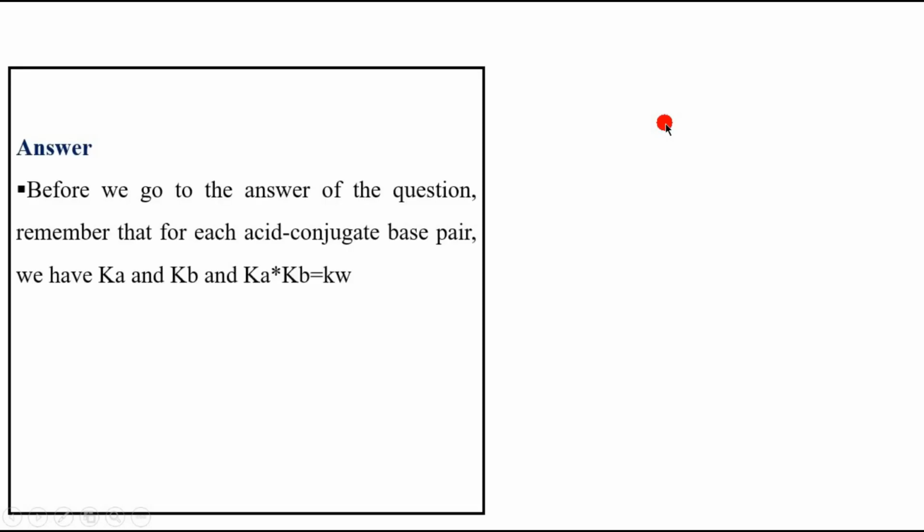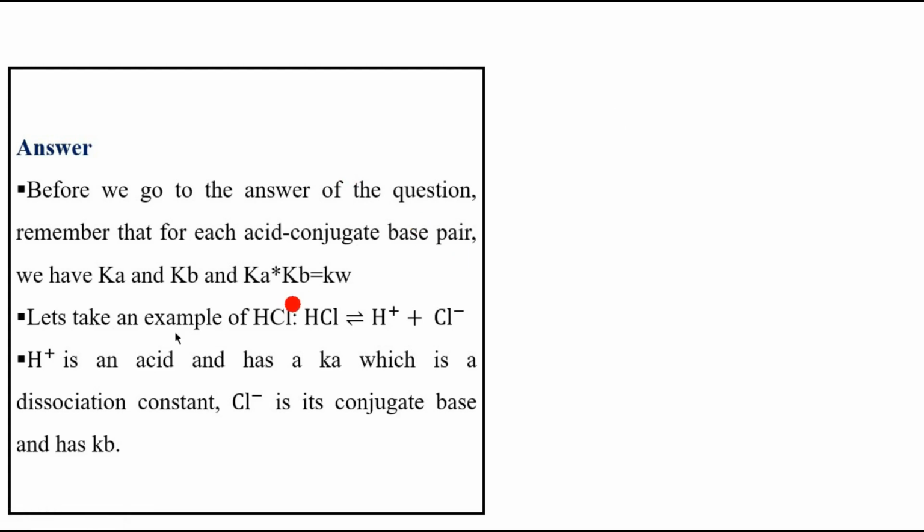So to remember, before I go to the answer, you need to remember that for each acid, there is the acid conjugate base pair. That means we have Ka and Kb. There is a relationship between Ka and Kb, so we know that Ka times Kb is equal to Kw for an acid conjugate base pair.